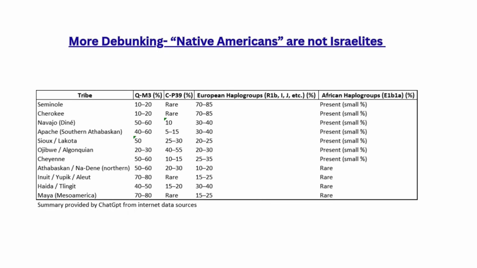The E1B1A that you see here, when you see there's any presence at all, are basically cases where freed slaves or runaway slaves went and lived adjacent to or in some of these groups. Some of these various native tribes actually owned some slaves, and then, at some later point, they became free.